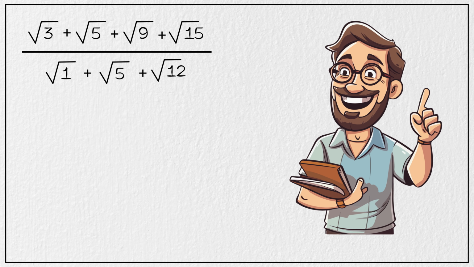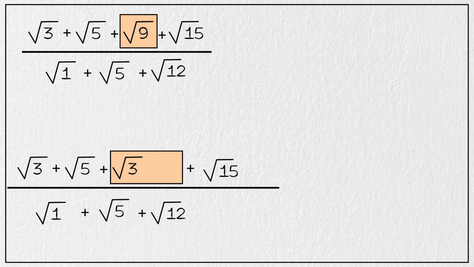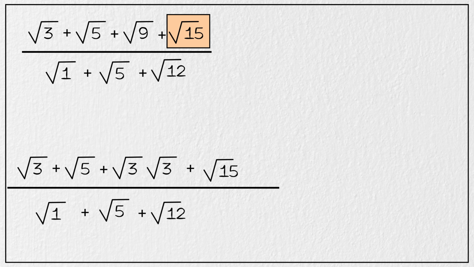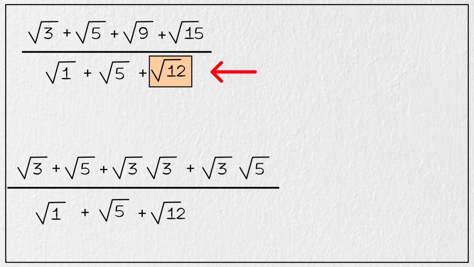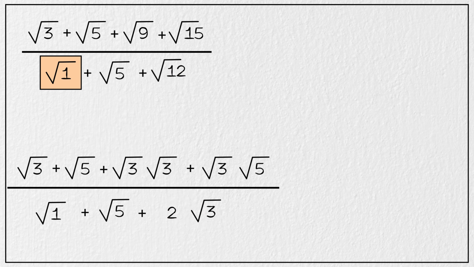But before we begin, let's rewrite the square root of 9 as the square root of 3 times the square root of 3. Similarly, the square root of 15 can be rewritten as the square root of 3 times the square root of 5, right? Now look at the denominator. Here we have the square root of 12. This can be rewritten as the square root of 4 times the square root of 3, which is simply 2 times the square root of 3. And the square root of 1 is, of course, just 1.